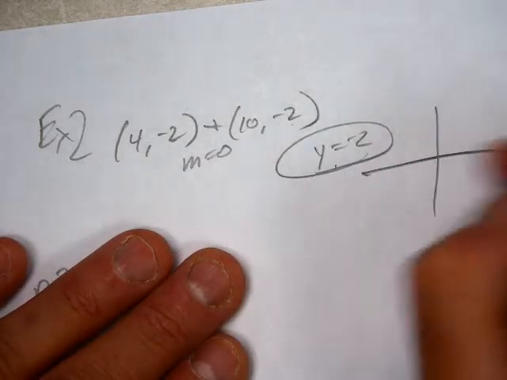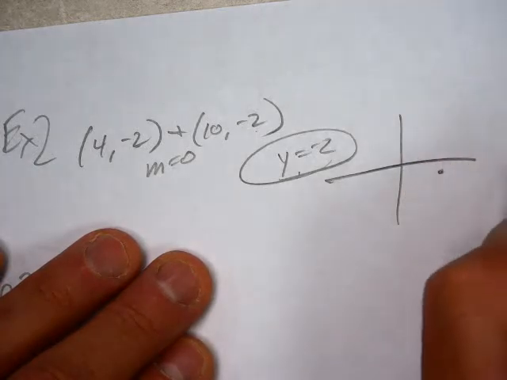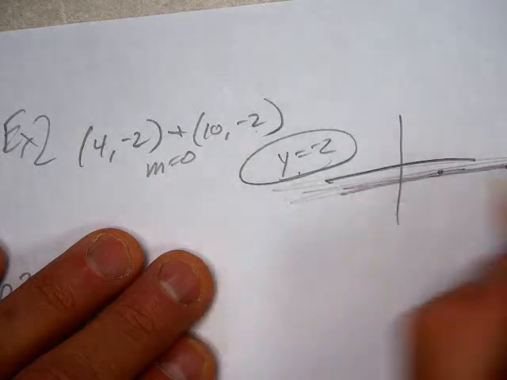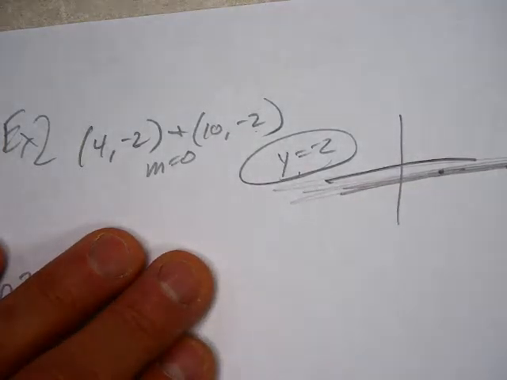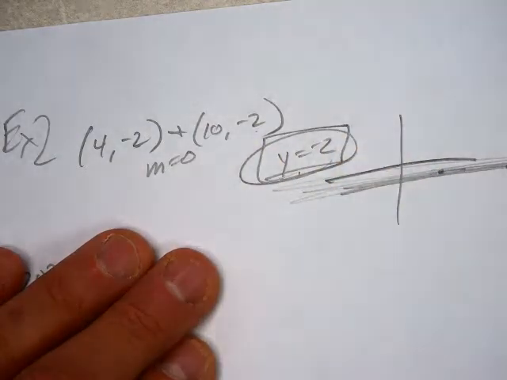Because if we would draw that, we'd have 4, negative 2 and 10, negative 2. My y is always negative 2, and think about it, what axis does it hit? The y axis. Where does it hit it at? Negative 2. There's my equation.